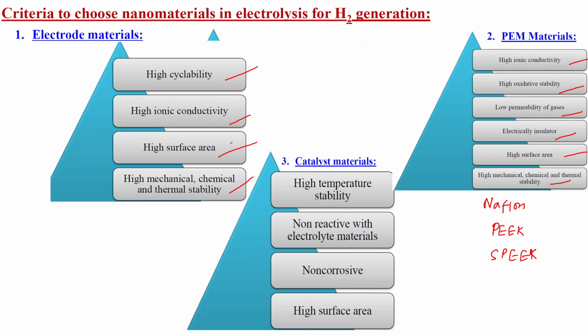Now, the criteria for choosing the catalyst material: it should have high thermal stability, be non-reactive with the electrolyte material, be non-corrosive, and have high surface area. These are examples of membranes used as separators.